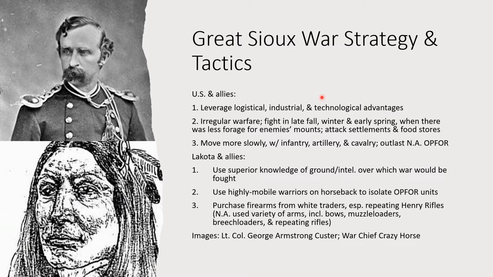Also, enemies of the United States would purchase firearms from white traders who would illegally sell Native Americans guns so they could make a tidy profit. In particular, Native Americans bought repeating Henry rifles. Native Americans would use a variety of weapons, including bows and arrows, muzzle loaders, breech loaders, and repeating rifles like the Henry. And the images on this slide are of George Armstrong Custer and then Lakota War Chief Crazy Horse, an important leader of the Lakota faction during the Great Sioux War.